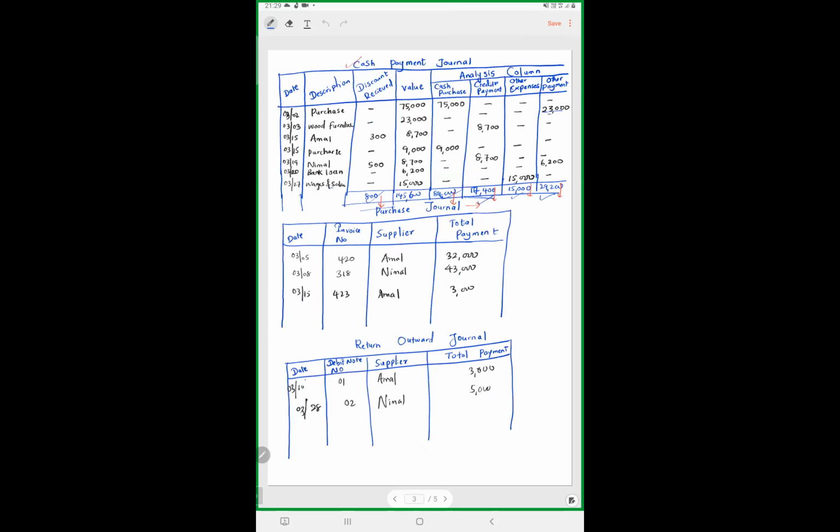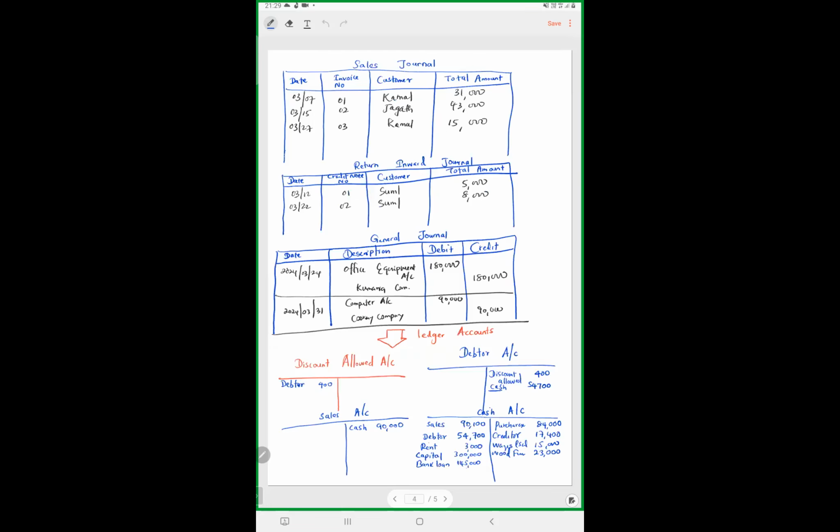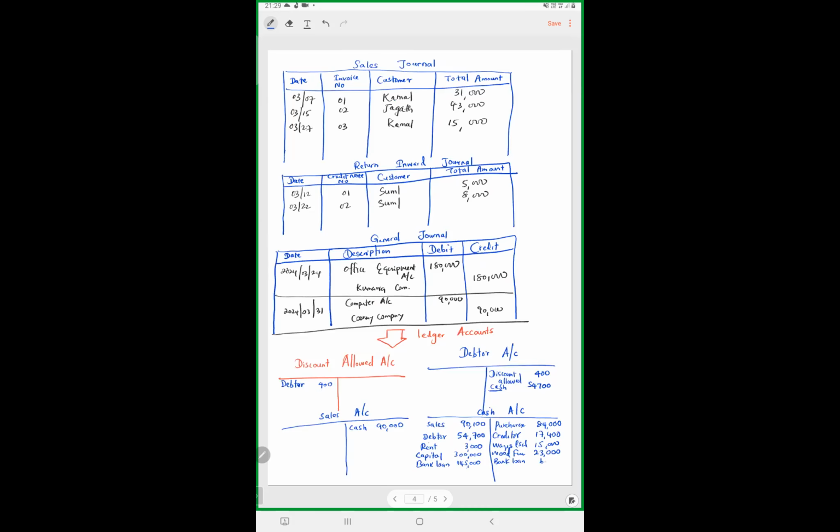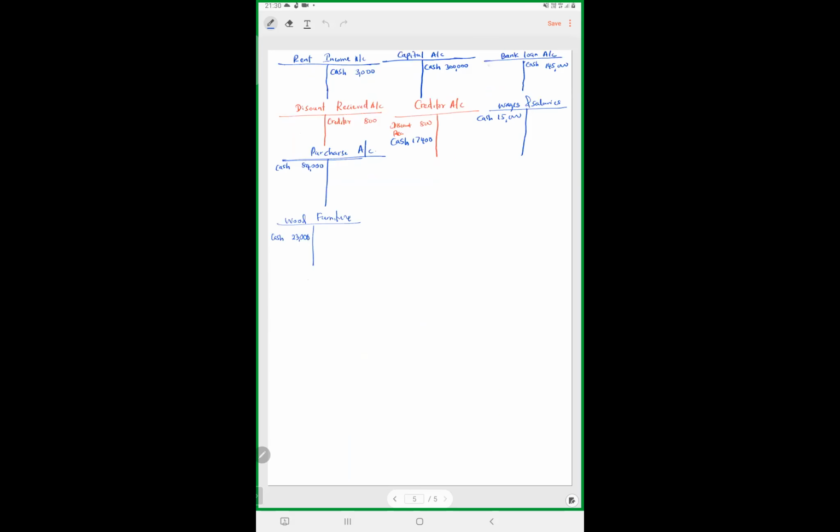And finally, the business has paid the bank loan. So therefore, cash account credit, bank loan. We are settling down the bank loan by paying 16,200 installment. Then cash account credit as bank loan. Bank loan account debit as cash 16,200.